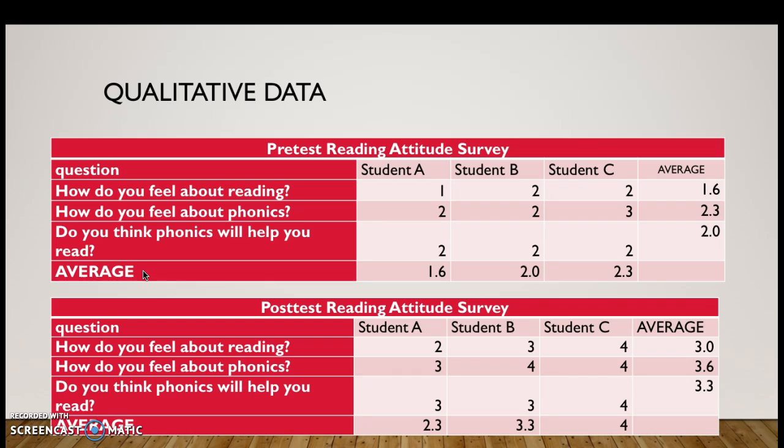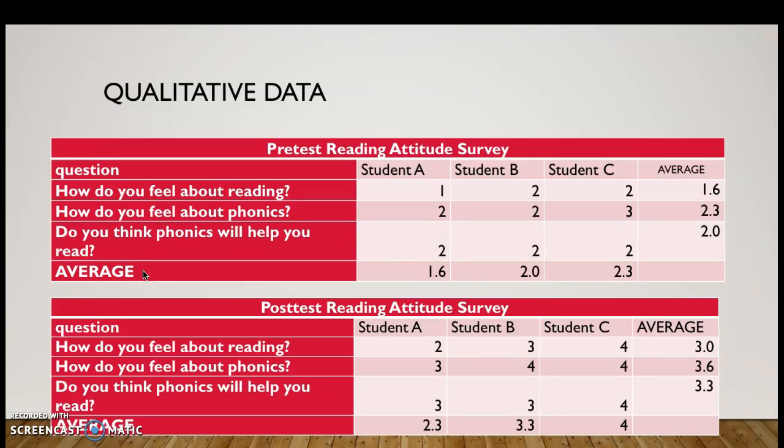The next piece that I collected was the qualitative data. And so I gave them that survey, and the 3 questions on the survey were: how do you feel about reading? How do you feel about phonics? And then finally, do you think phonics will help you read? And I gave those 5 responses that they were allowed to choose from, which were strongly agree, agree, neither agree nor disagree, disagree, and strongly disagree. I gave those all a rating of 1 through 5, 1 being the worst, the negative attitude, and 5 being the best, the positive attitude. And then I collected that data at the beginning and the end of the intervention.